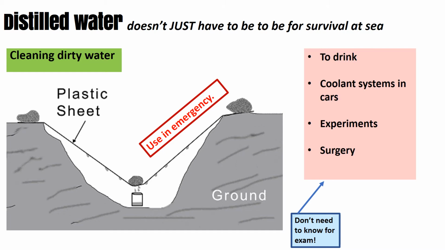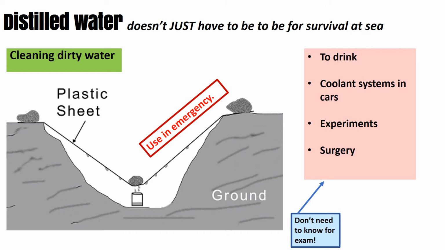And some of the things we might use that for would be cooling systems in your cars. If you need to put water in your car, you should try and use distilled water. Over a period of time, some of the metals in water can actually corrode parts of the engine, so distilled water is better for that.